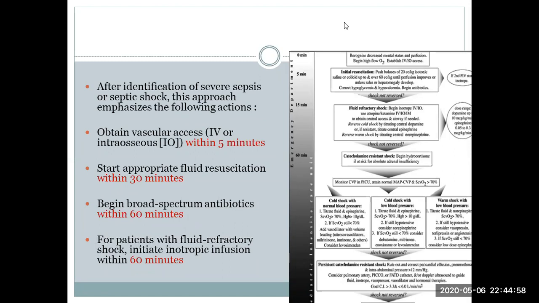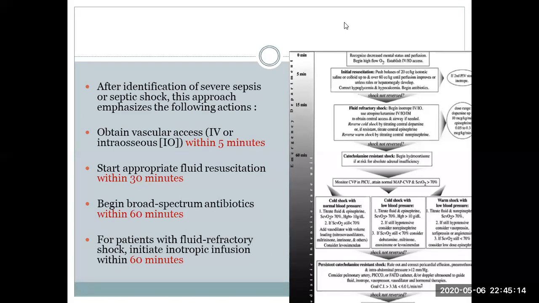That does not mean you have 30 minutes to wait. Start immediately. The technique is fast push to restore a decent intravascular volume and circulation, and hammer your patient with broad spectrum antibiotics, and we'll talk about that point.